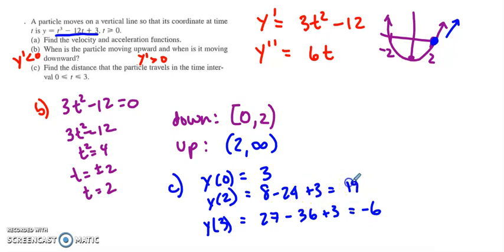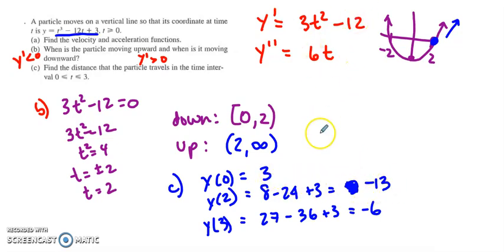I just realized I made a mistake. At time equals 2, I have 8 minus 24, which is -16, plus 3, which is -13. And I'm okay with 27 minus 36 plus 3 being -6. So you can see the particle moved from 3 downward to -13.